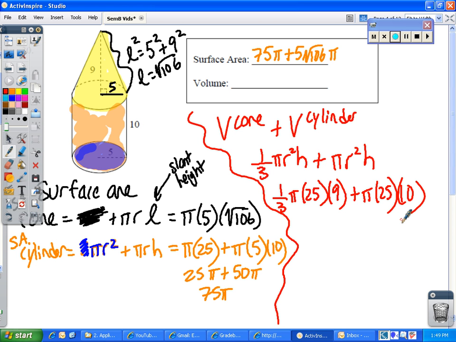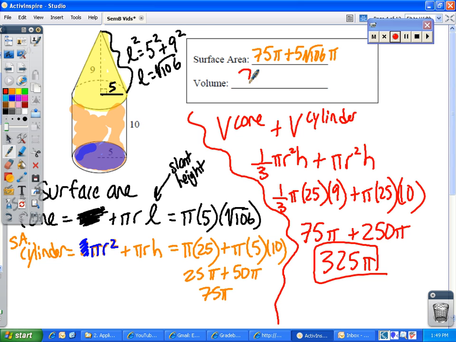So if we type this into a calculator, we've got 1 divided by 3. I'm kind of ignoring the pi for a second in this first term. Times 25 times 9 gives me 75. The pi is now back, 75 pi, plus 10 times 25 is 250 pi. So if I add 250 plus 75, I'm going to get 325 pi. And that is the 325 pi. That is the volume of our composite figure.